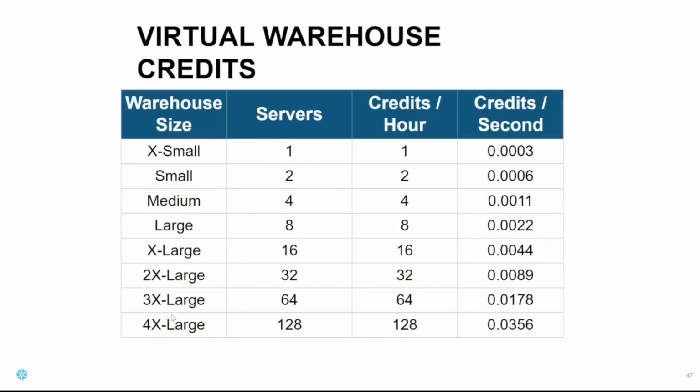And as you increase the size of the warehouse, your number of servers will increase, and the same credits, if you run the same queries for 1 hour on the 4XL, it is going to charge you 128 credits, which is nothing but $128. So this is how the credits work across the different sizes of warehouse in Snowflake.